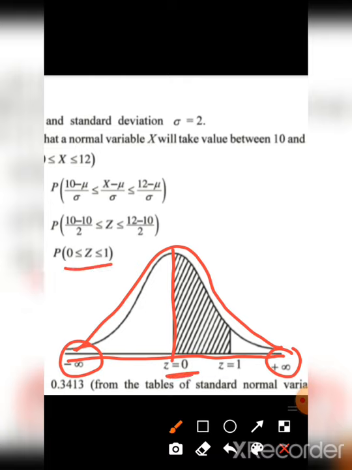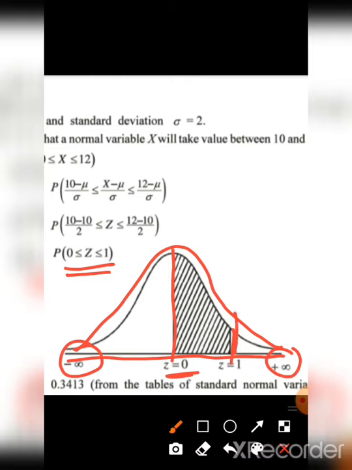Now as you see over here, 0 less than or equal to z less than or equal to 1. So 1 is a positive number, and being a positive number, it will always lie on the right hand side. There is no such fixed measurement that you need to do. Somewhere on the right hand side, z is equal to 1. It is from 0 to 1, 0 is in between, and 1 is on the right hand side.